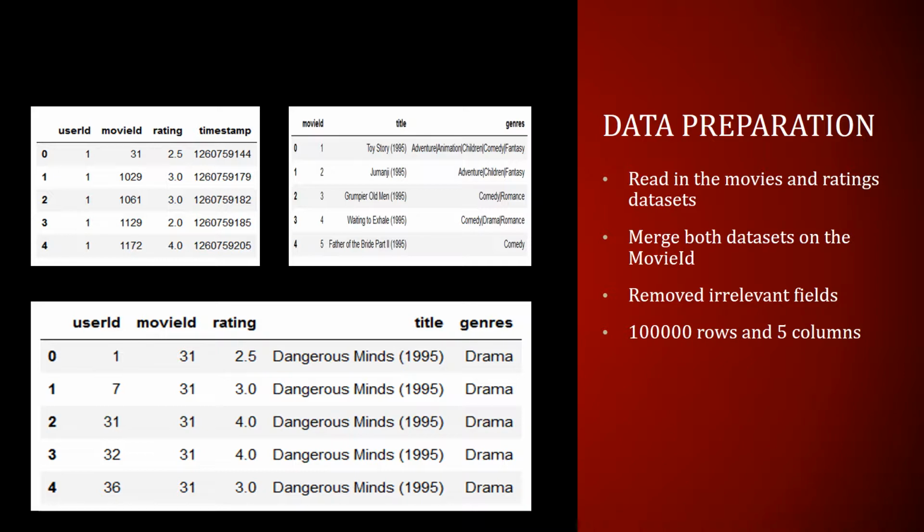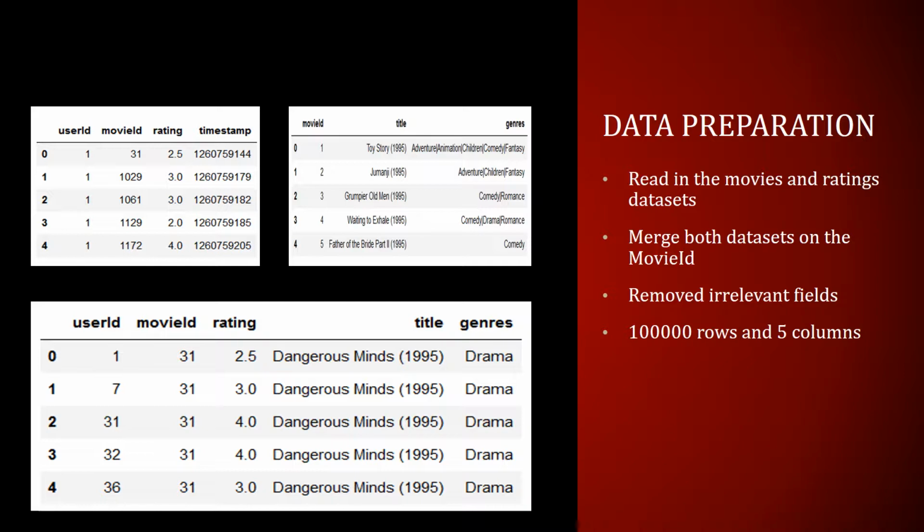To your left, you have the ratings data set, which is read in as a data frame. In the first row, you have user ID, movie ID, rating, and timestamp. And to the right of that is the movies data set read into an actual data frame. The first row has movie ID, titles, and genres. Notice both of these data frames have one common column between the two. Of course, it's the movie ID.